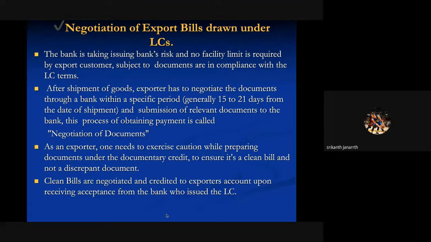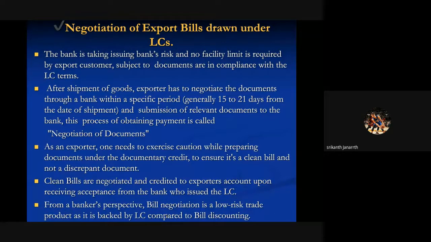When that date is confirmed by the import bank, now the export bank can give the money because they know there is a commitment by the import bank. Now the export bank does not have any risk. Once the acceptance is there, they will simply give the facility to the exporter. So that kind of facility is generally low risk when it comes to acceptance. Negotiation is low risk compared to bill discounting.